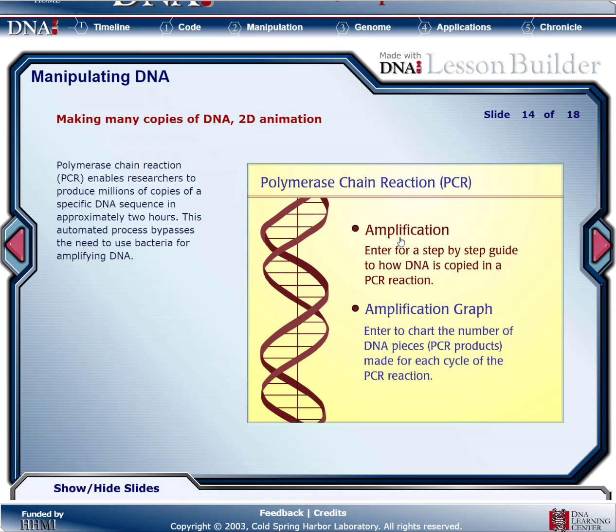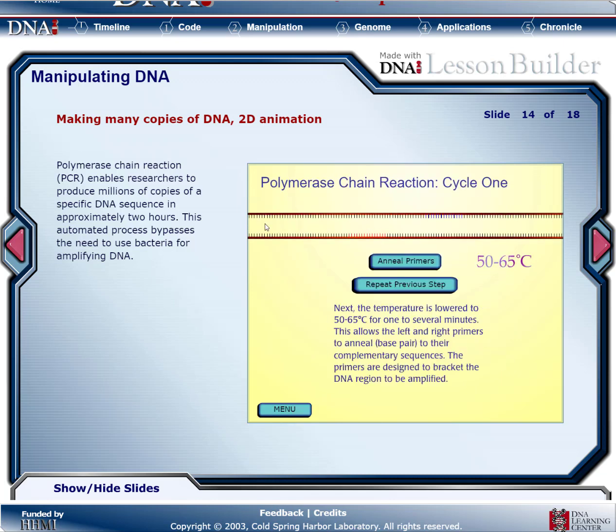Amplification. Polymerase chain reaction cycle 1. The temperature is lowered to 50 to 65 degrees Celsius for 1 to several minutes. This allows the left and right primers to anneal or base pair to their complementary sequences. The primers are designed to bracket the DNA region to be amplified.